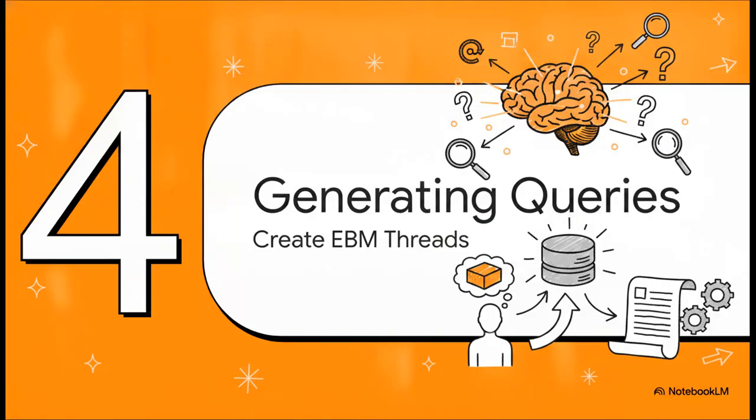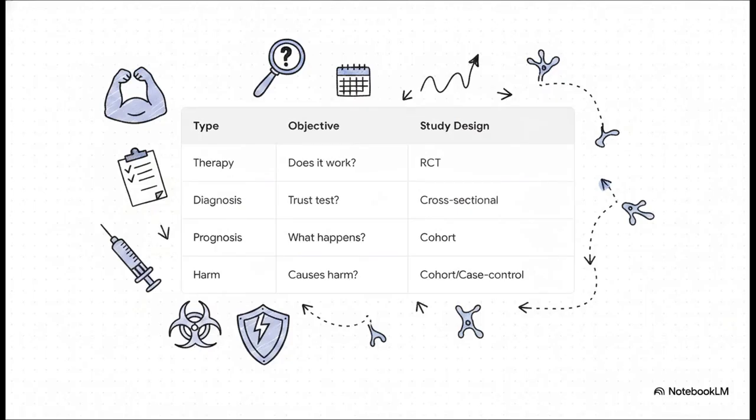Let's jump to section 4, generating critical appraisal queries. This is where the magic really happens. Depending on the specific decision points in your case, the tool aligns the logic for you to create these specialized inquiry threads. Like, if you need to know if a therapy actually works, it directs you toward a randomized controlled trial. What if you're testing the validity of a diagnosis? It points you straight to a cross-sectional study. A question about prognosis points to cohort studies, and a harm question points to cohort or case control studies. Basically, you just pick the decision points, and the generator automatically lines up the right evidence-based logic.